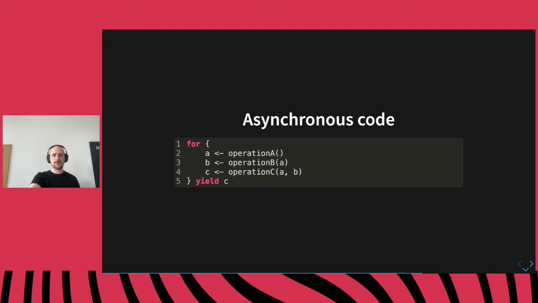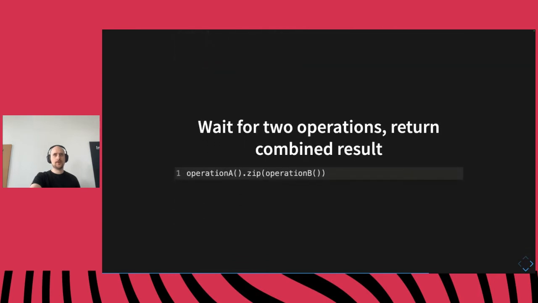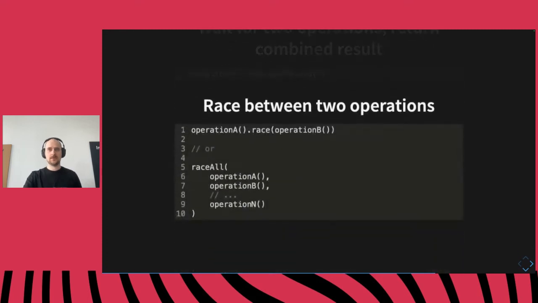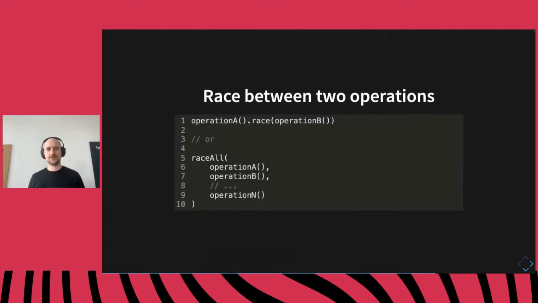And for more asynchronous code, for example, we can wait for 2 operations, then return a combined result. And here we do it just by zipping 2 IOs, and we get an IO of 2 values. You can race between two or more operations using the race function or raceAll function.